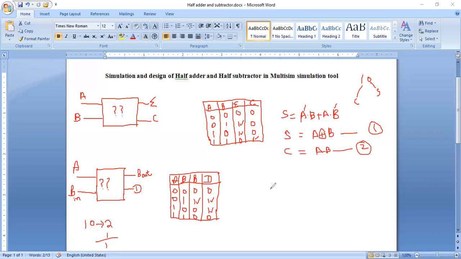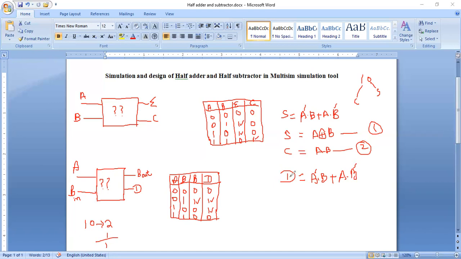So I am going to write down over here the equation of the difference. Difference D, I'm going to write down over here. You can see that it is A complement dot with B, and next, A dot B complement. So we have the equation: A complement dot with B, plus A dot with B complement. Okay, this is the difference.